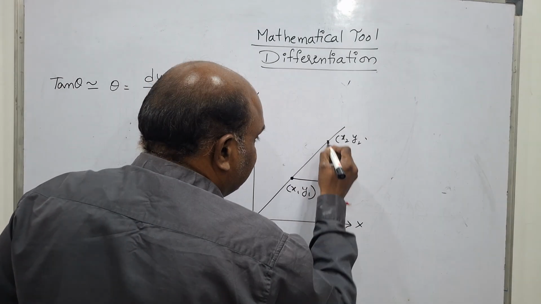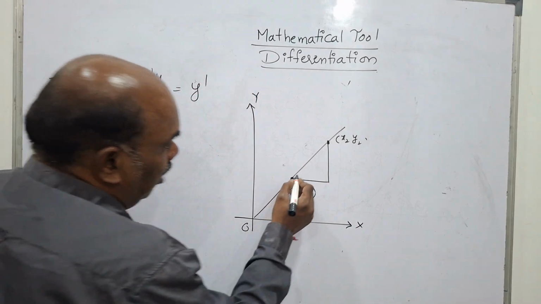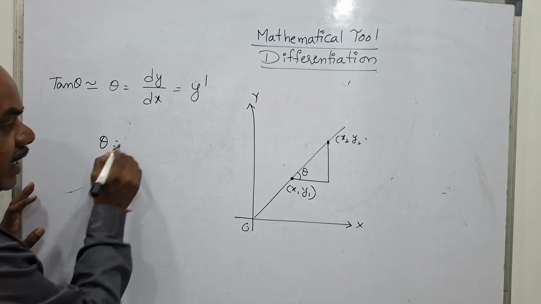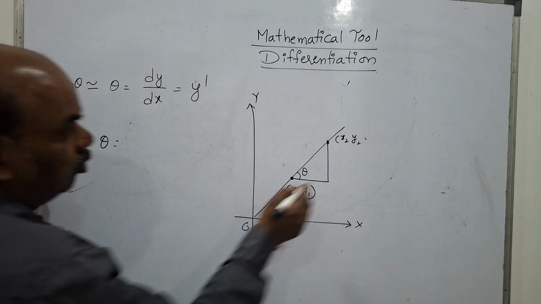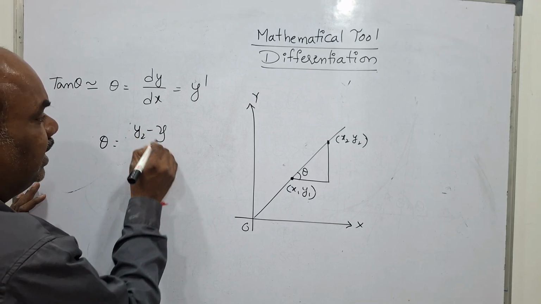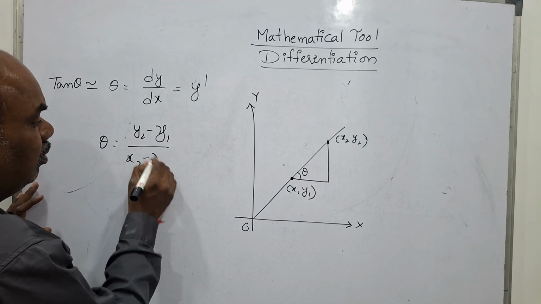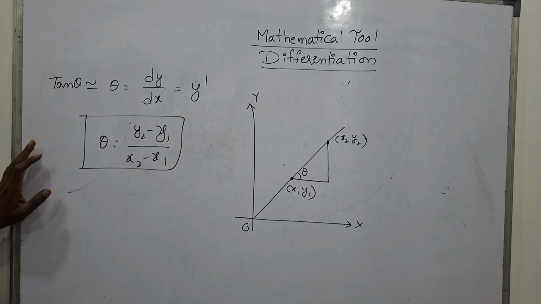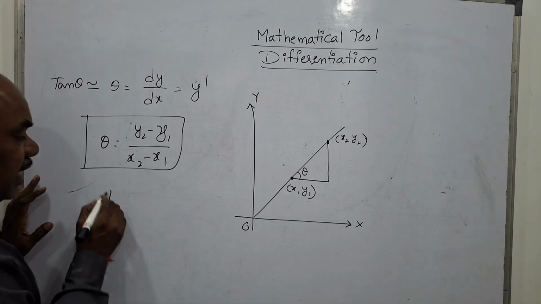Now this is the x-axis, this is the y-axis. You have to find the slope theta. Theta is nothing but tan theta. How to find tan theta? Slope: how to find? (y2 minus y1) by (x2 minus x1). This is the slope. Sir, tell me in terms of tan theta.